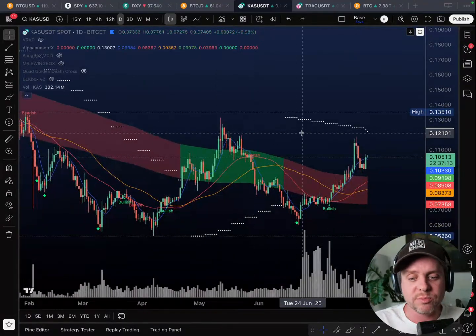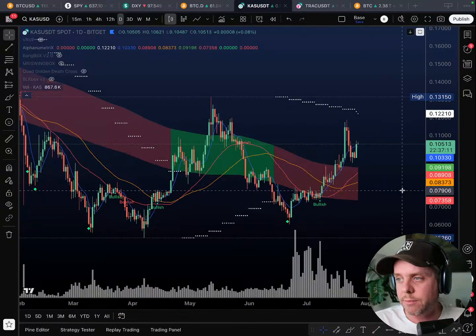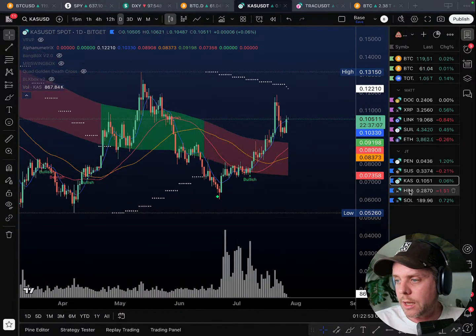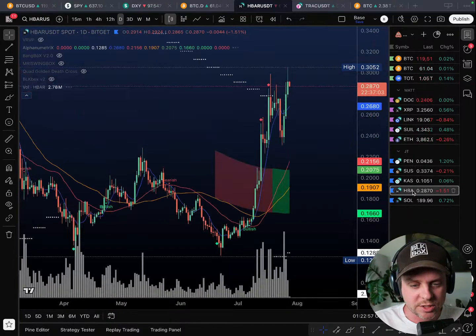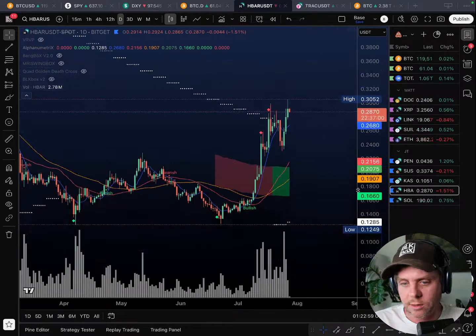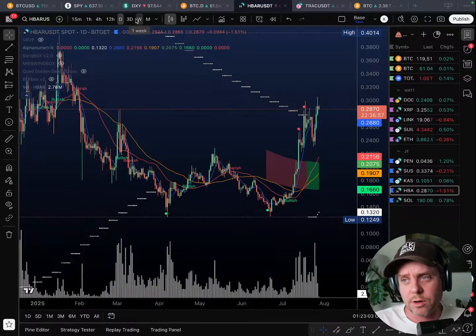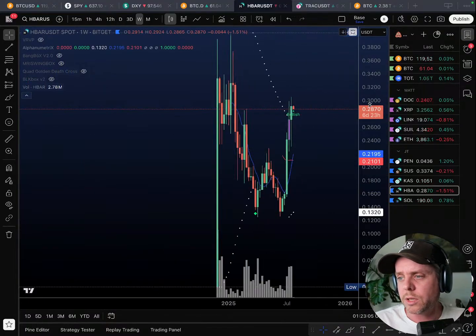And then we got smooth sailing ahead of us. It's nothing but up only from there. All right, let's go back over to the watch list and let's take a look at HBAR. We got 2 more left before we go ahead and take a look at Polkadot. HBAR has also been really strong.